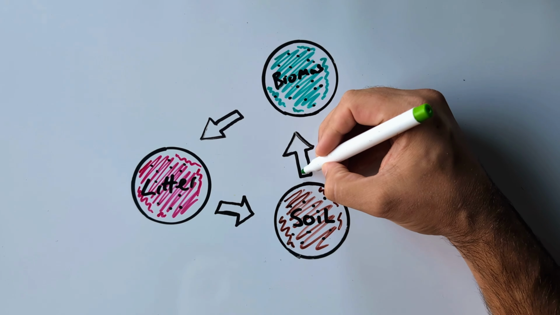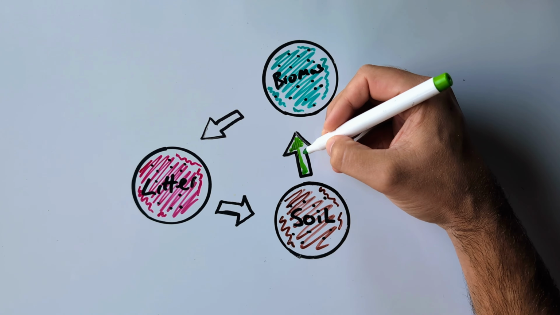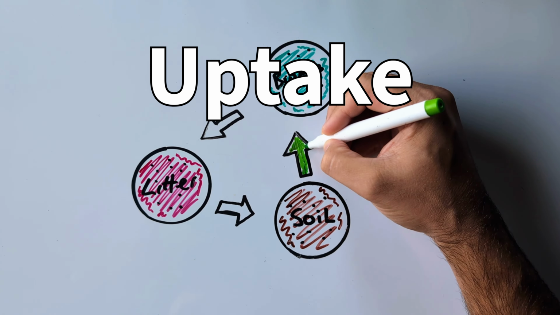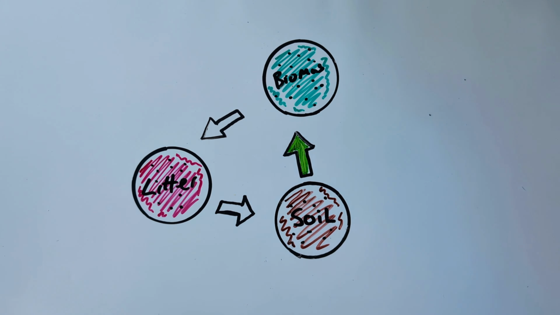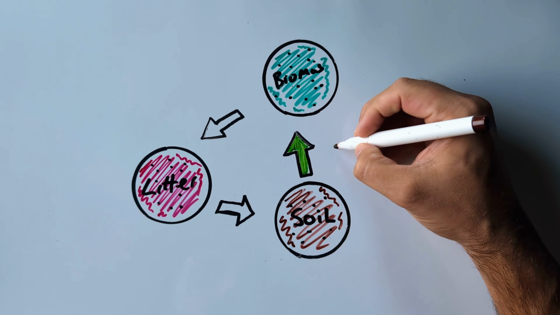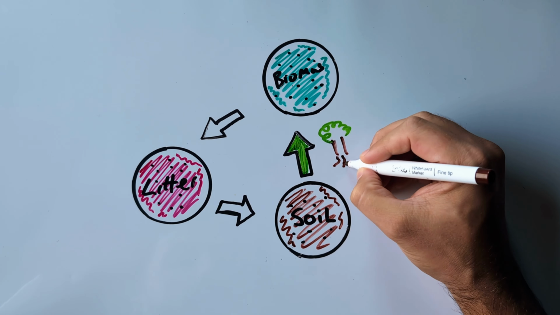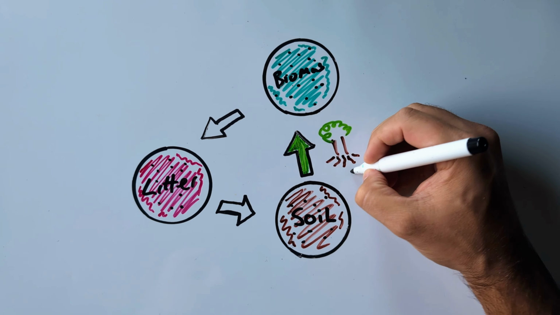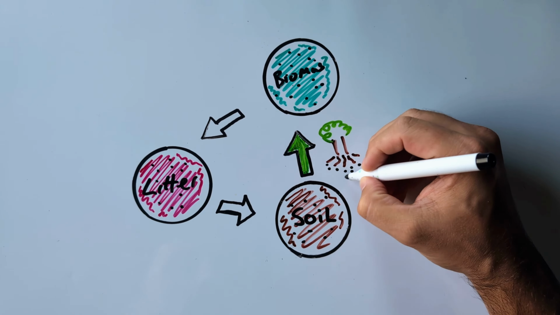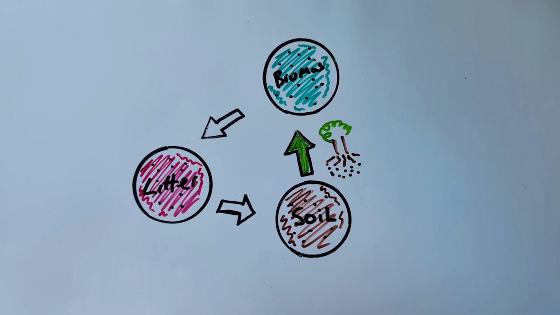So our first flow that we're going to talk about is uptake. Now uptake, how do plants uptake nutrients? Well, it comes from a plant, and it has its roots, and it uptakes from the soil those nutrients through its roots, okay? So uptake is merely the moment that those nutrients move from the soil up into our plants, okay? We call this uptake.